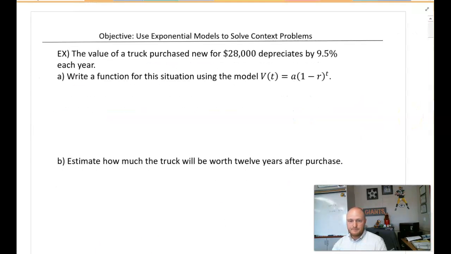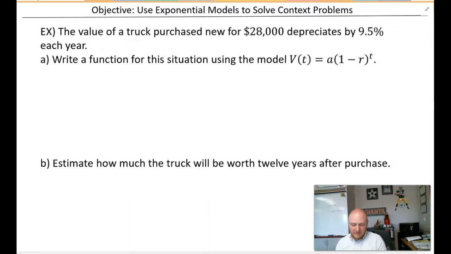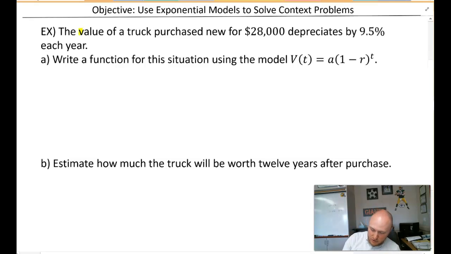Next example. All right, the last couple of examples have been exponential growth. We're now going to look at an exponential decay example. And here we have a value of a truck purchased new for $28,000, depreciates by 9.5% each year. They say write a function for this situation using the model v of t is equal to a times 1 minus r. Remember, if we have exponential decay, we need to subtract that rate. So this truck's losing value.